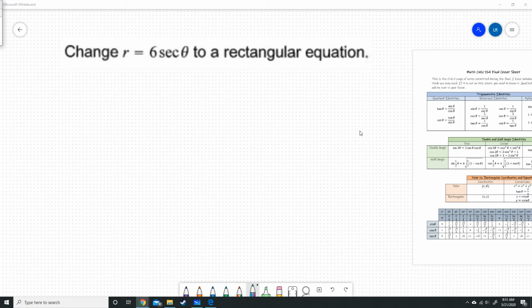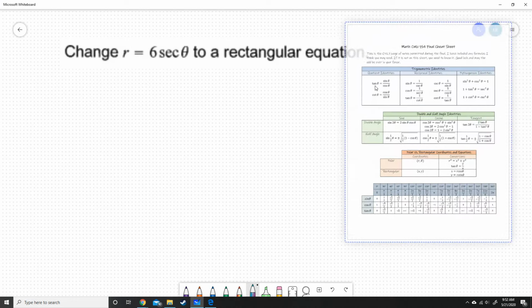You know that you are done when you no longer have an r or a theta, but you only have an x and a y. And if we were changing the other way, if we started with a rectangular equation and wanted to change it to polar, you would want to make sure that all of your x's and y's were gone and you only had r's and thetas. So here we go.